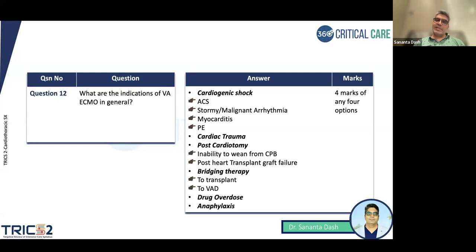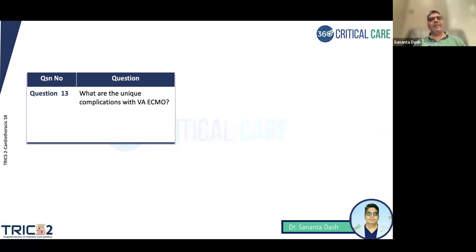The other uses can be in drug overdoses where you want to buy time, and patients with anaphylaxis. But I haven't seen one with anaphylaxis being done in my setup. But you need to have a clear idea how you are going to talk about the indications for ECMO: cardiogenic shock due to XYZ, cardiac trauma, post-cardiotomy, bridging therapy, and drug overdose. Sorry, 5 major indications for that.